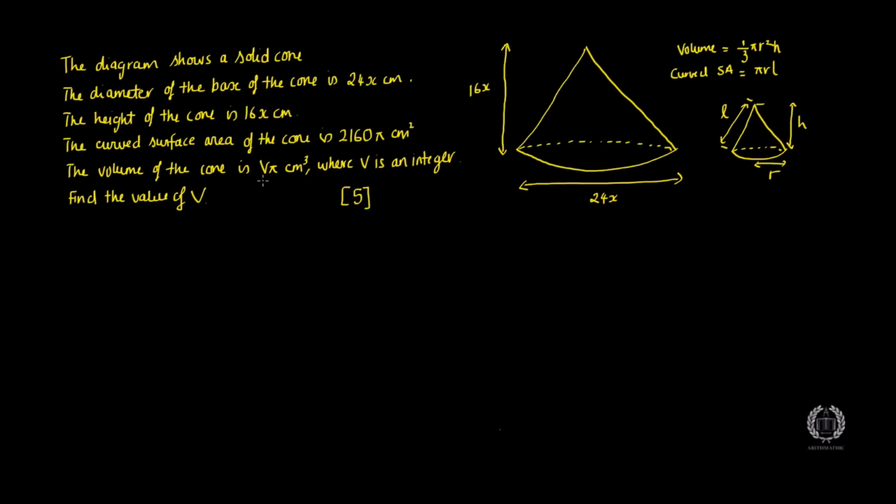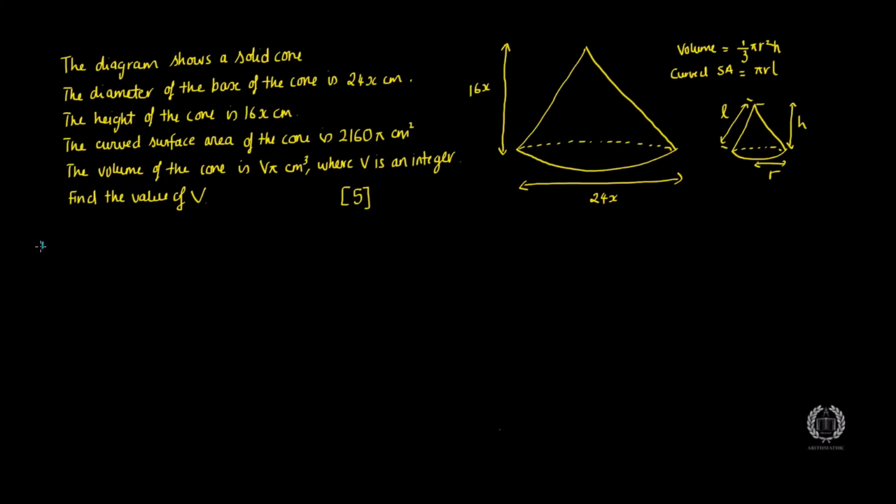So what we can do first is use the information that they've given us and put it into the formula. So they've given us the formula here. The volume of the cone is 1/3 pi r squared h, and then the curved surface area of a cone is pi r l. Okay, and they've given us a shape as well of what l, h, and r stand for in the shape. So l is this length, h is the height, and r is the radius.